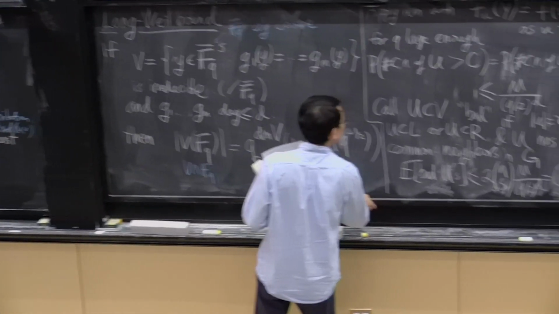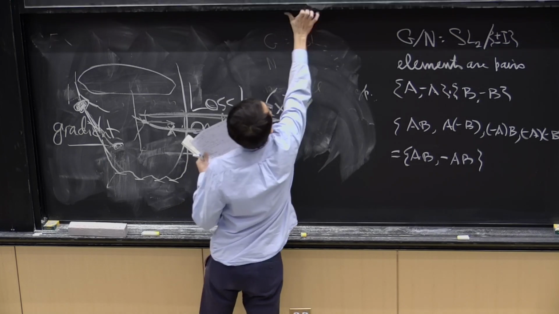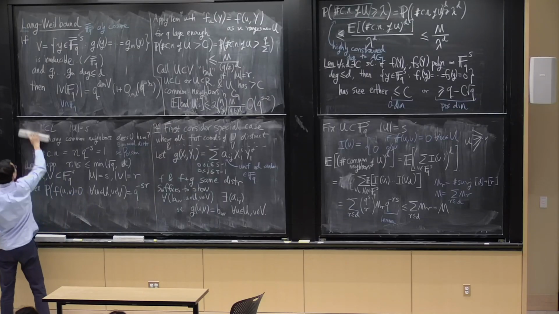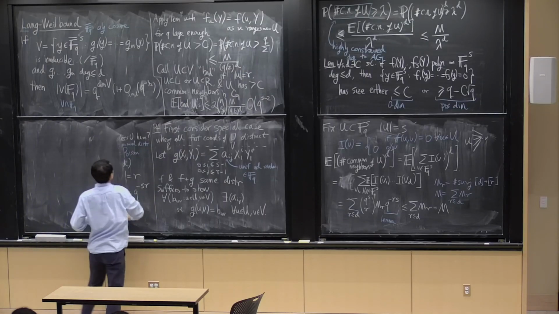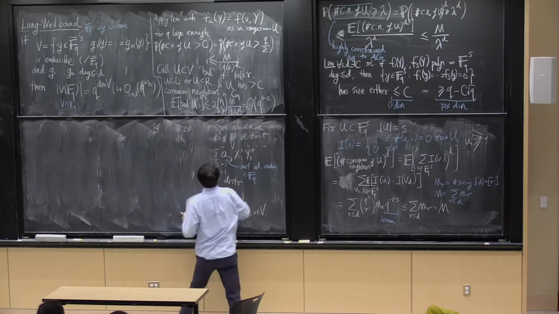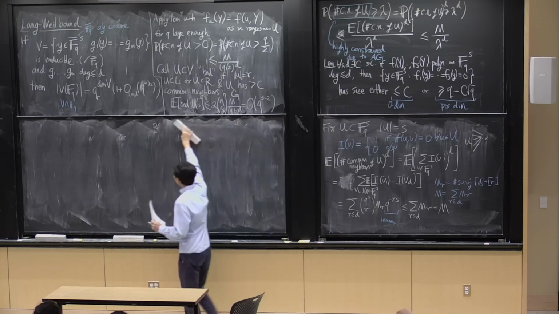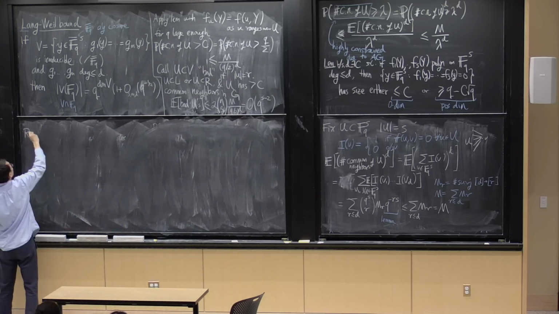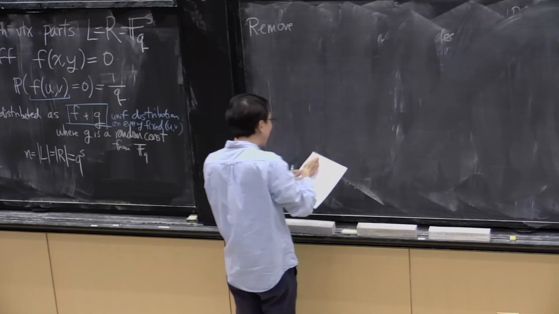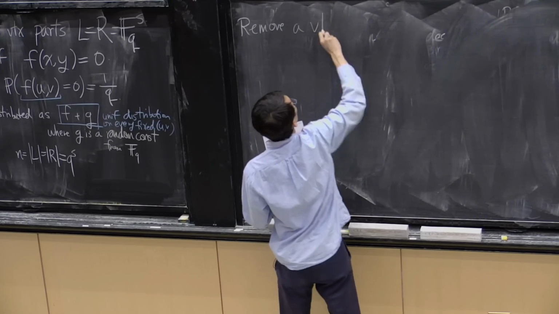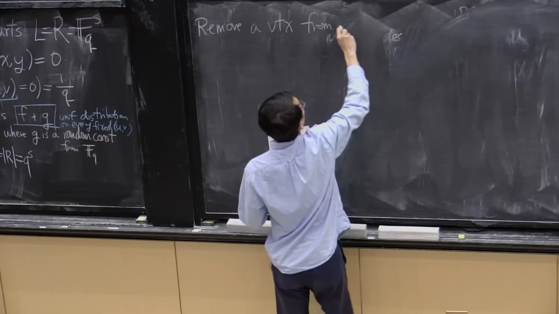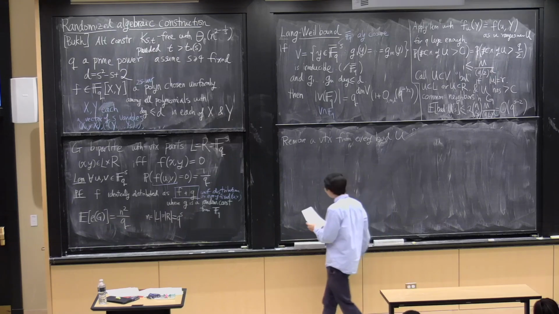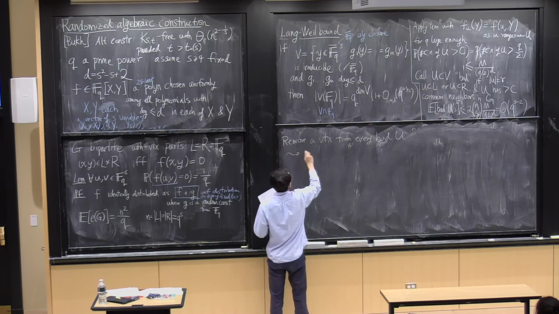And now the last step is the same as our randomized construction using Erdős-Rényi random graphs. It's almost the same, but now we remove one vertex from every bad set. And we get some graph G prime.